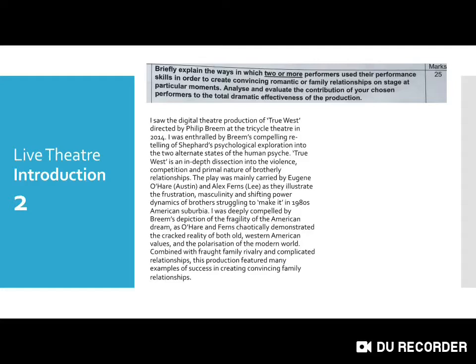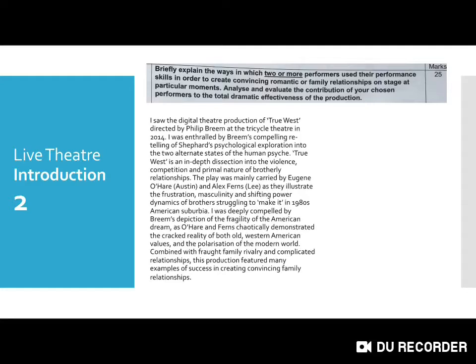I saw the digital theatre production of True West, directed by Philip Bream at the Tri-School Theatre in 2014. I was enthralled by Bream's compelling retelling of Shepard's psychological exploration into the two alternate states of the human psyche. True West is an in-depth dissection into the violence, competition, and primal nature of brotherly relationships. The play was mainly carried by Eugene O'Hare, Austin, and Alex Ferns, Lee, as they illustrate the frustration, masculinity, and shifting power dynamics of brothers struggling to make it in 1980s American suburbia.